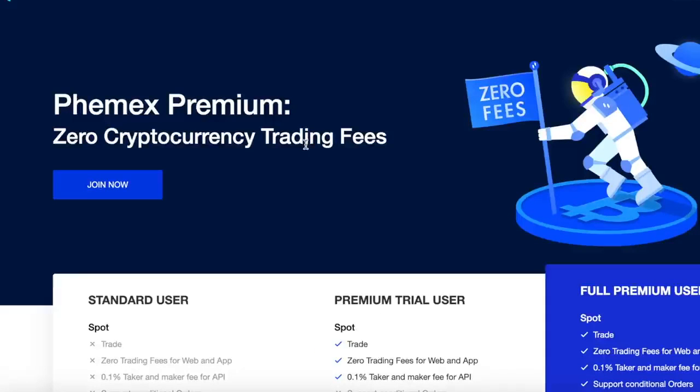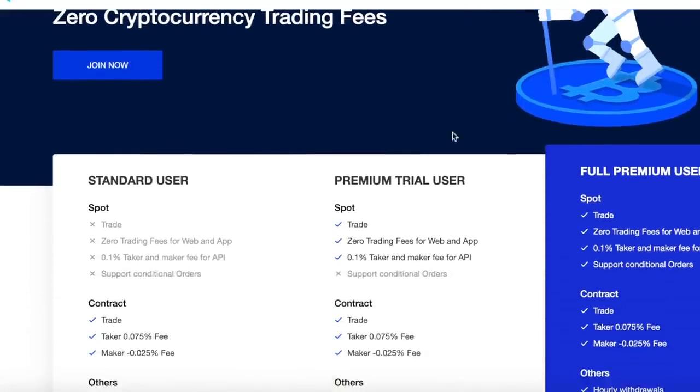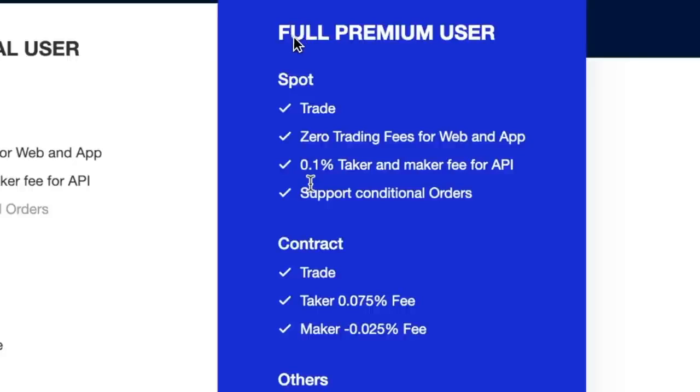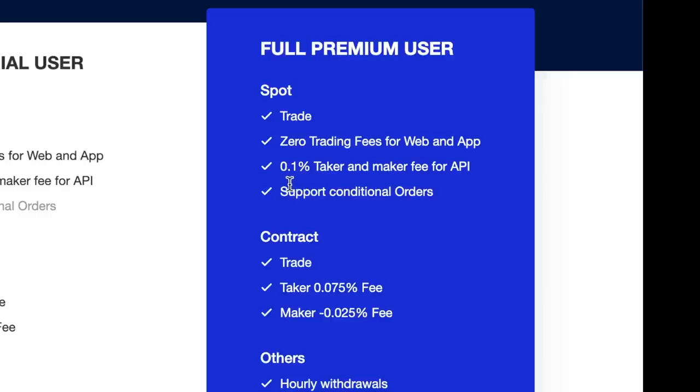Zero cryptocurrency trading fees. This is very, very cool. So here you have the different features if you are a standard user, if you are a premium trial user, which is the trial you're getting 7 days from when you sign up to an account through my link. However, look at this. This is the full premium user and all the features that you are getting. And as a full premium user, when you're spot trading on Phemex, you will have 0 trading fees for web and app. And you get 0.1% taker and maker fee for API.